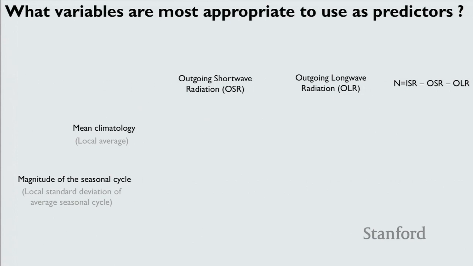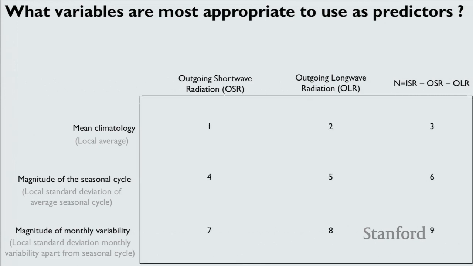We look at the magnitude of the seasonal cycle, so the standard deviation of the average seasonal cycle in these variables. And we look at the magnitude of monthly variability. So if you take out the seasonal cycle and you just do a temporal standard deviation of those time series, which are monthly resolution, what's the magnitude of that?